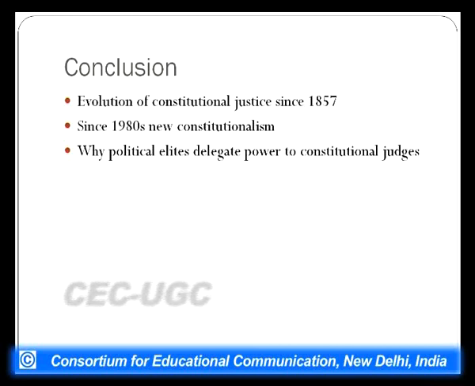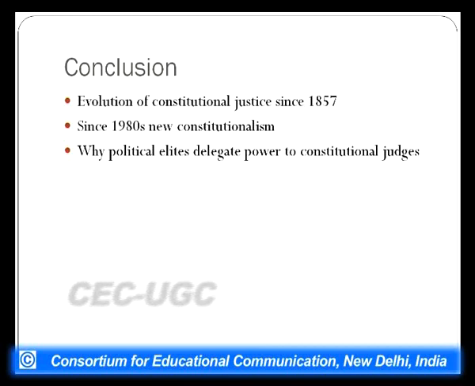And if we look at constitutional justice, the one thing that we have to keep in mind is that this was not there when the constitution started. The evolution of constitution begins since 1787, the Philadelphia Convention. But it was only in 1857 that the concept of constitutional justice, that is, we talk about review. Then since the 1980s, because of certain economic changes, we start talking about new constitutionalism.